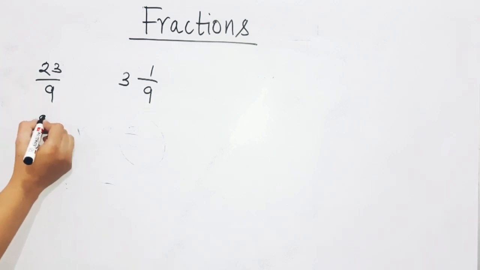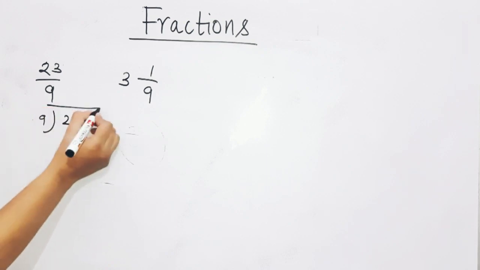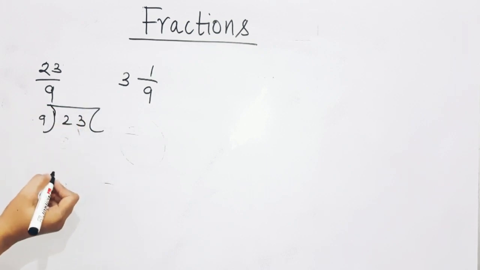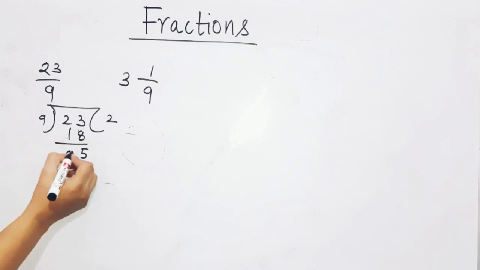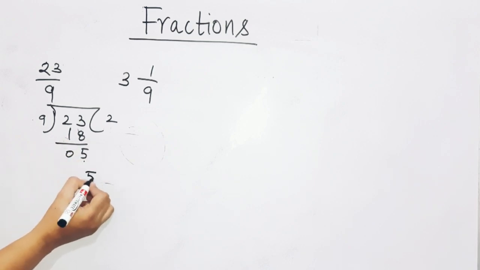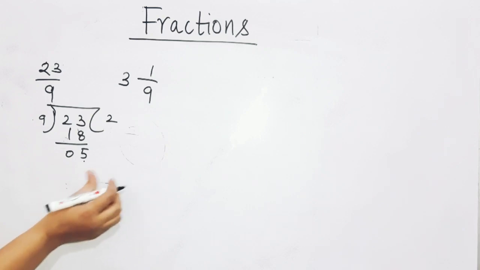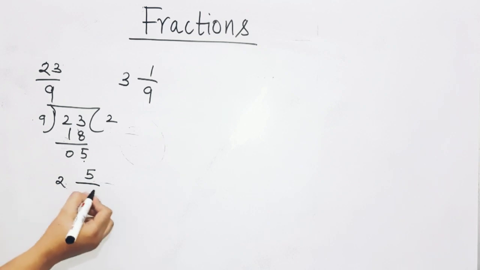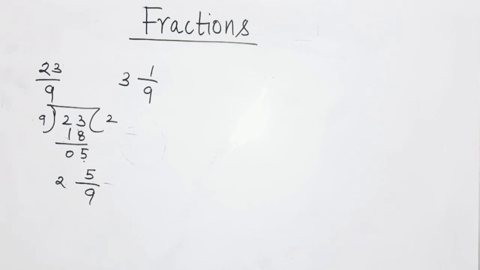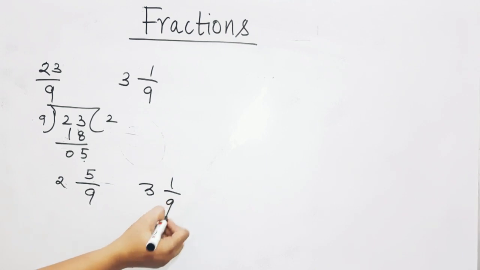So to convert it into a mixed fraction, I am going to divide it. 9 ones are 9, 9 twos are 18. Now we have to subtract, right? So 5 is left. So the mixed fraction for this improper fraction will be 2 5 upon 9. So 2 will be whole and 5 upon 9 is the fraction part. So now what we have to do? We have to compare 2 5 upon 9 with 3 1 upon 9. Right? How will we compare?